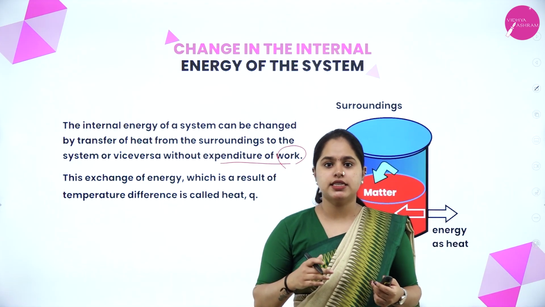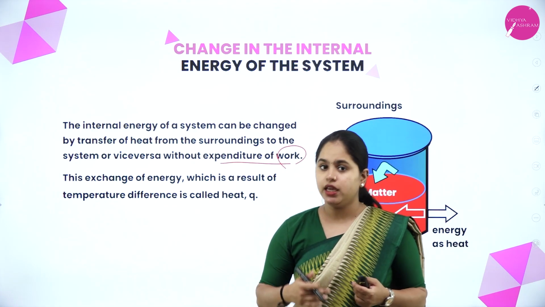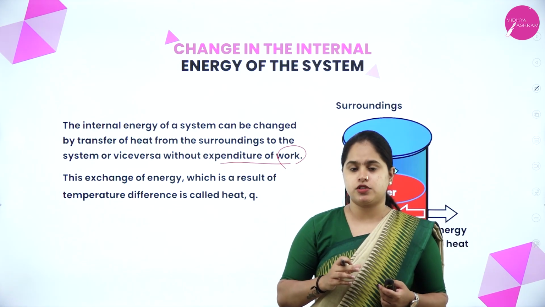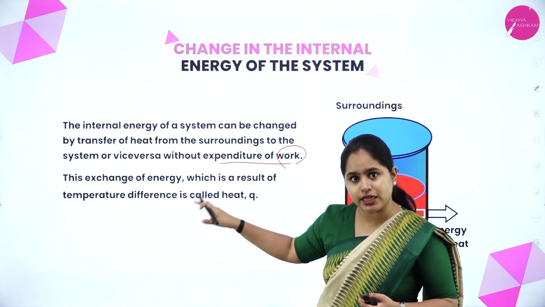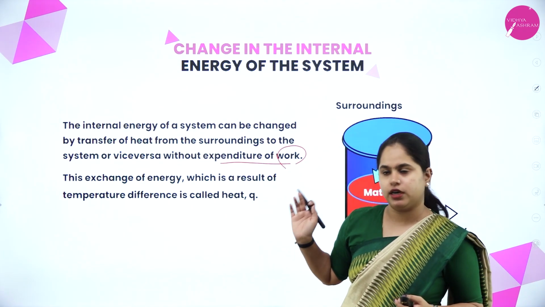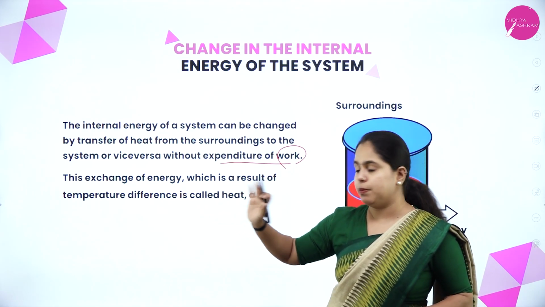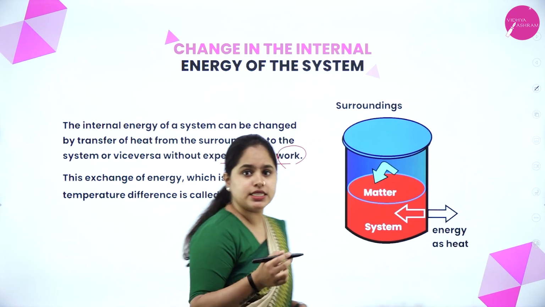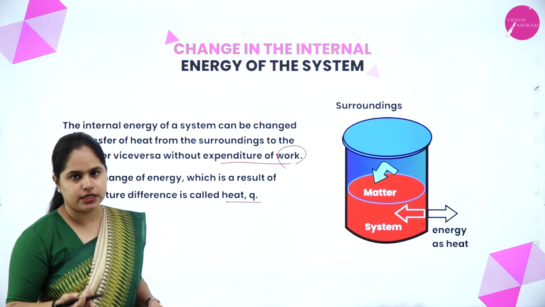In the first case, when we were studying the change in internal energy by work, we discussed that it is happening in an adiabatic process, that is, there is no change in heat. Now we are going to change the heat, but the work will be kept constant. There is no work done. Now this exchange of energy, which is a result of temperature difference, is called heat, and it is represented by the symbol Q.